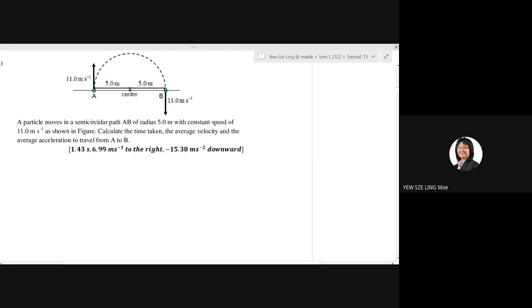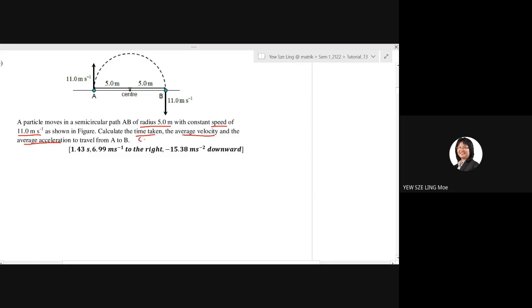So a particle moves in a semicircular path AB of radius 5 meter with constant speed of 11 meter per second. So you have radius 5 meter, you have speed 11 meter per second as shown in the figure above. Calculate the time taken, and then the average velocity and also the average acceleration to travel from A to B. So how to solve these questions?